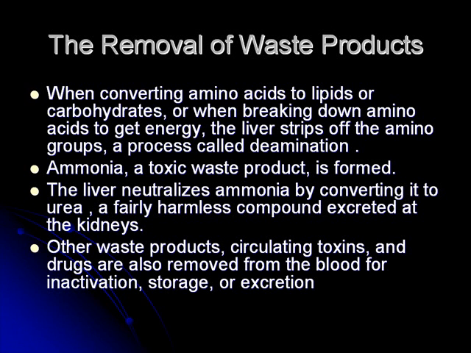The removal of waste products also is seen as a role of the liver. When converting amino acids to lipids or carbohydrates, or when breaking down amino acids to get energy, the liver strips off amino groups in a process called deamination. Ammonia, which is a toxic waste product, can be formed in this process of deamination. The liver neutralizes ammonia by converting it to urea, which is a fairly harmless compound that's excreted by the kidneys. Other waste products, circulating toxins and drugs, are also removed from the blood for inactivation, storage, and/or secretion.